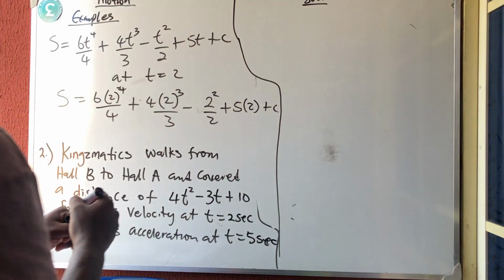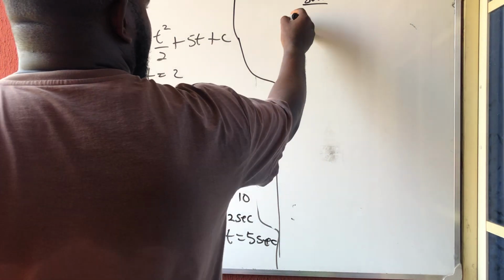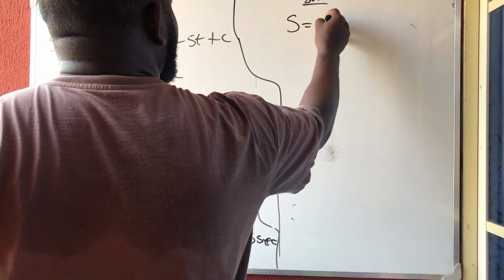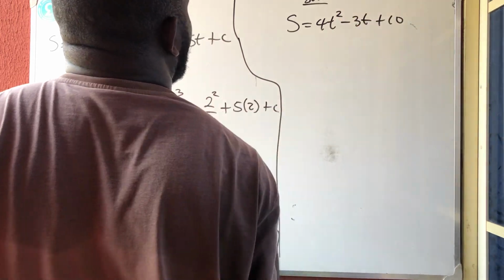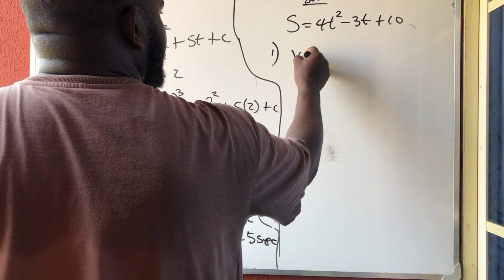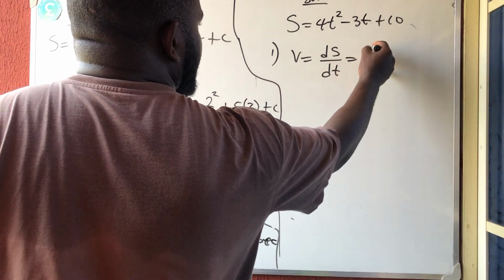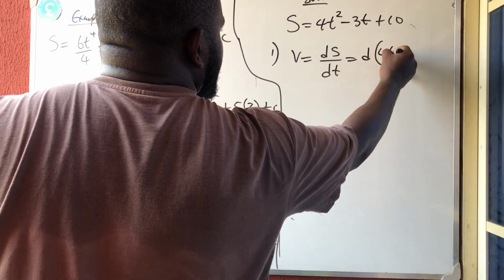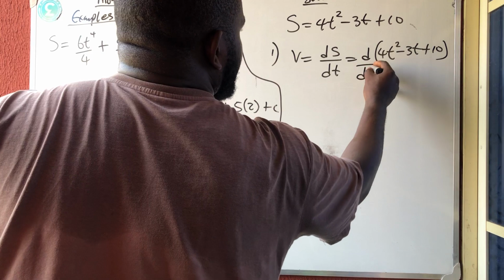Solution to number 2 question. It said King Smarties walks from hall B to hall A and covers a distance of this. They've given us distance to be 4t squared minus 3t plus 10. The first question said that we should find the velocity, and I know that velocity means ds over dt. So differentiate 4t squared minus 3t plus 10 with respect to time.